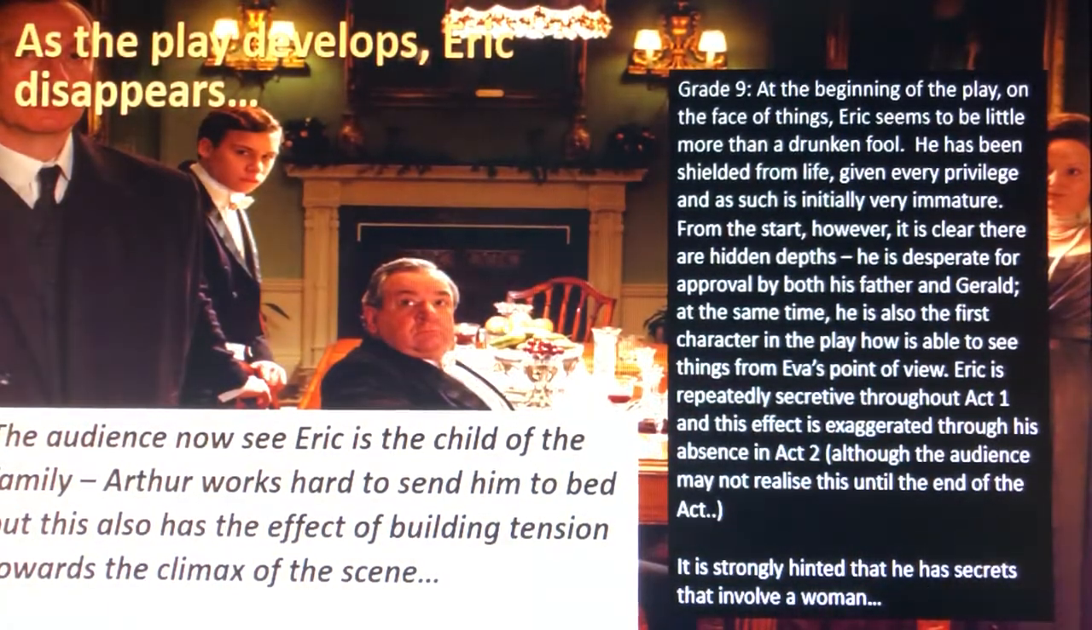At the beginning of the play, on the face of things, Eric seems to be little more than a drunken fool. He's been shielded from life, given every privilege, and as such, initially is very immature. From the start, however, it is clear that there are hidden depths going on here. He is desperate for approval from both his father and Gerald, and at the same time, he's the first character in the play who is able to see things from Eva's point of view.